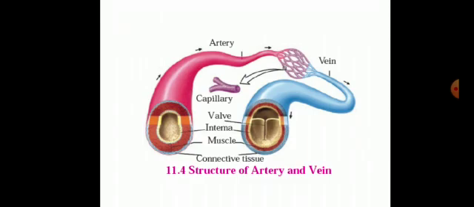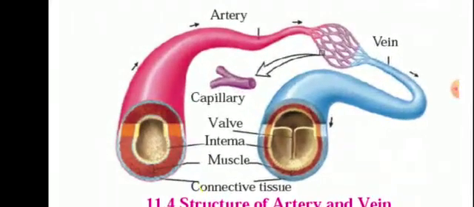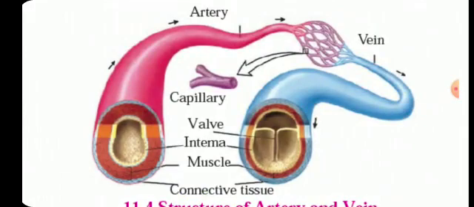Here is the structure of artery and vein. Arteries carry blood away from heart to the tissues of the body. Veins carry blood from tissues of body back to the heart. Arteries are located deeper within the body. Veins are usually located superficially beneath the surface of the skin. Arteries are thick-walled, veins are thin-walled. Arteries do not have valves, veins have valves.